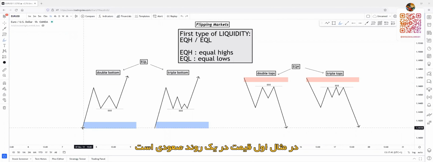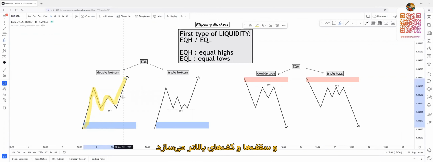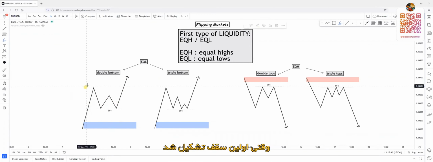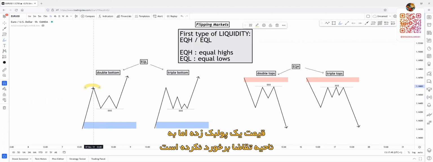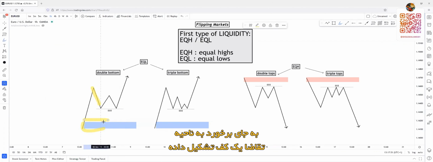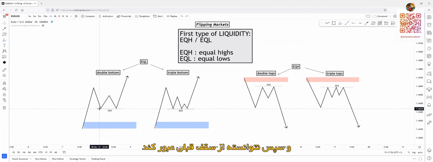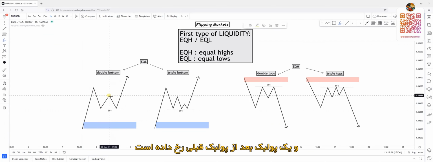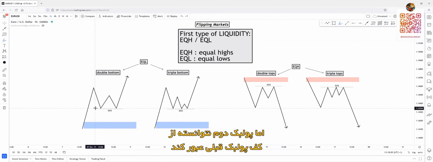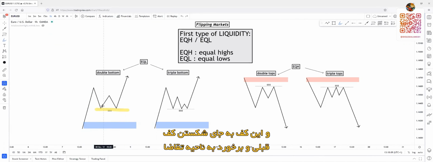In the first example, price is moving up, creating a series of higher highs and higher lows. After the first high has been created, price did a pullback, but didn't tap into a demand zone. Instead, it created a low. After the low, it couldn't break above the last high, and it created another pullback. After this pullback, the price couldn't break below the pullback phase low, so this low point, and instead of breaking below this low point and tapping into a demand zone, it created the second bottom.